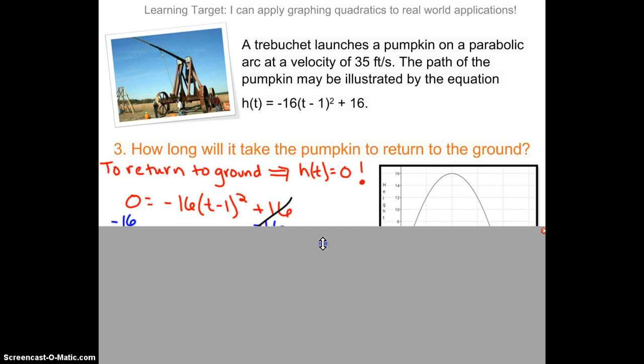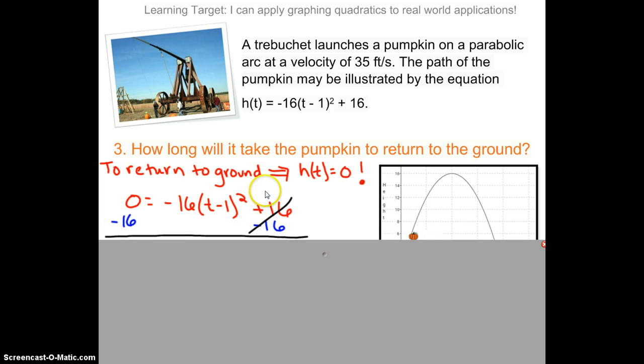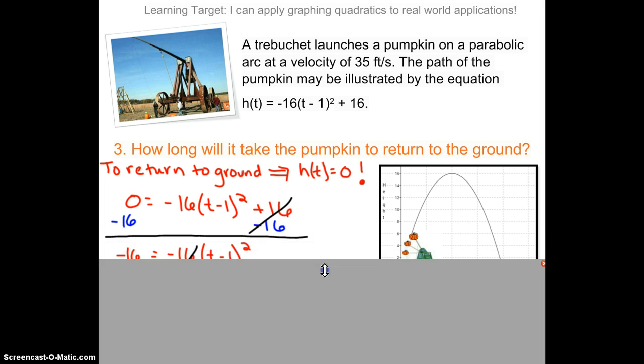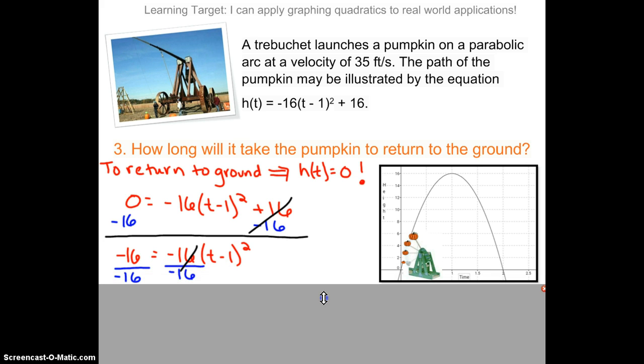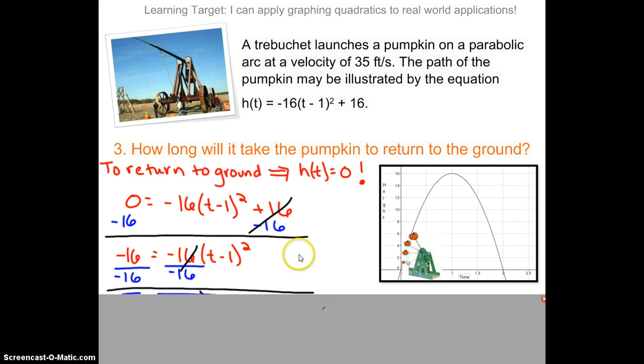So I'm going to plug into the equation 0 for h of t, and then I'm just going to proceed to solve using the square root method, where I need to get my parentheses squared alone. So the first thing would be to subtract 16 from both sides. And then, we talked about parentheses squared, it's like a jail. Nothing wants to get in, and nothing can get out until I get rid of the square.